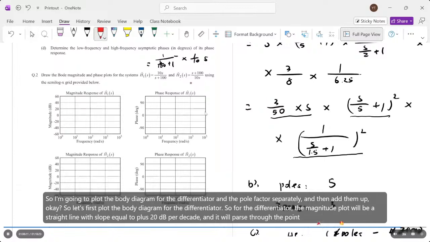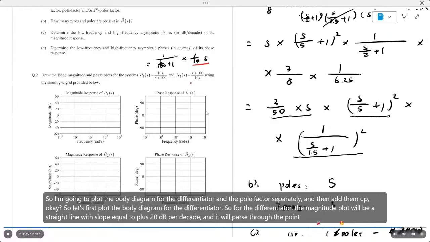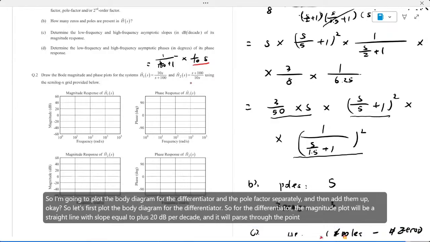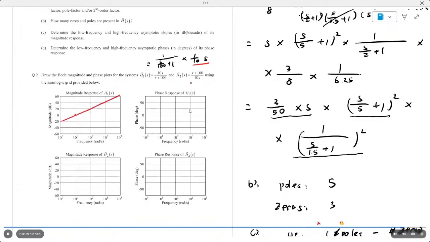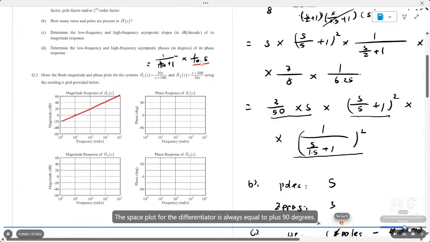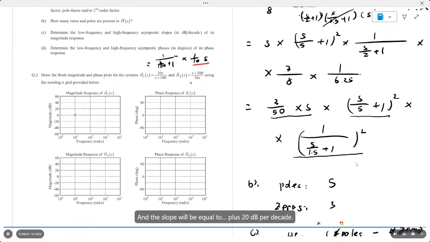Okay, so let's first plot the Bode diagram for the differentiator. For the differentiator, the magnitude plot will be a straight line with slope equal to plus 20 dB per decade, and it will pass through the point 10, 0, which is here, and the slope will be equal to plus 20 dB per decade. The phase plot for the differentiator is always equal to plus 90 degrees.